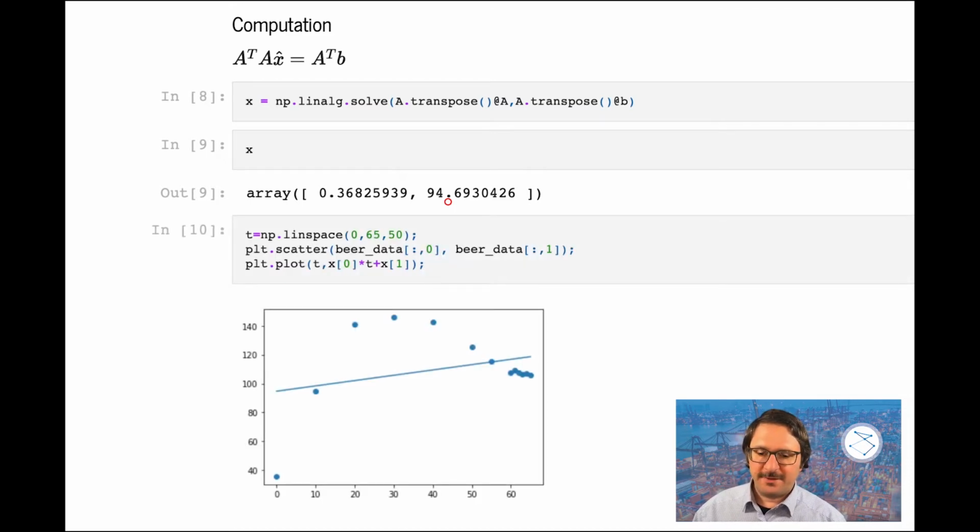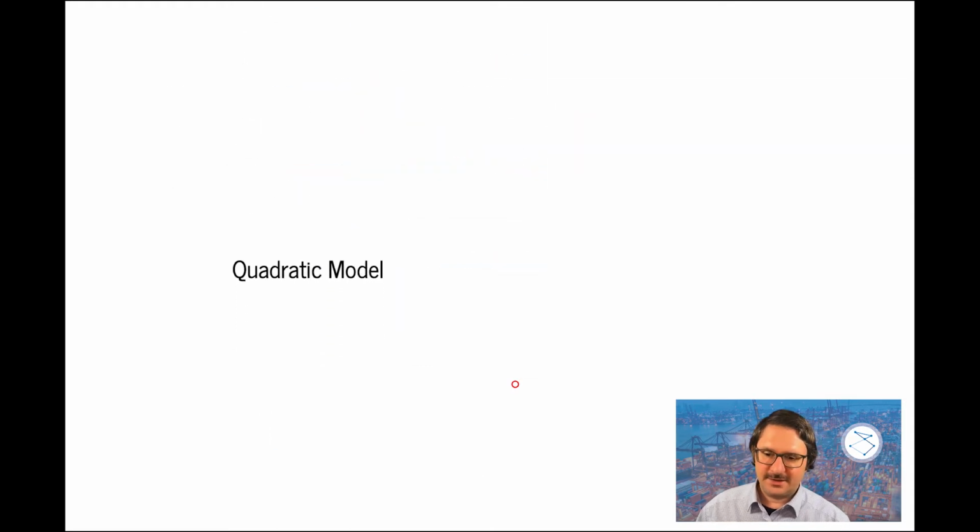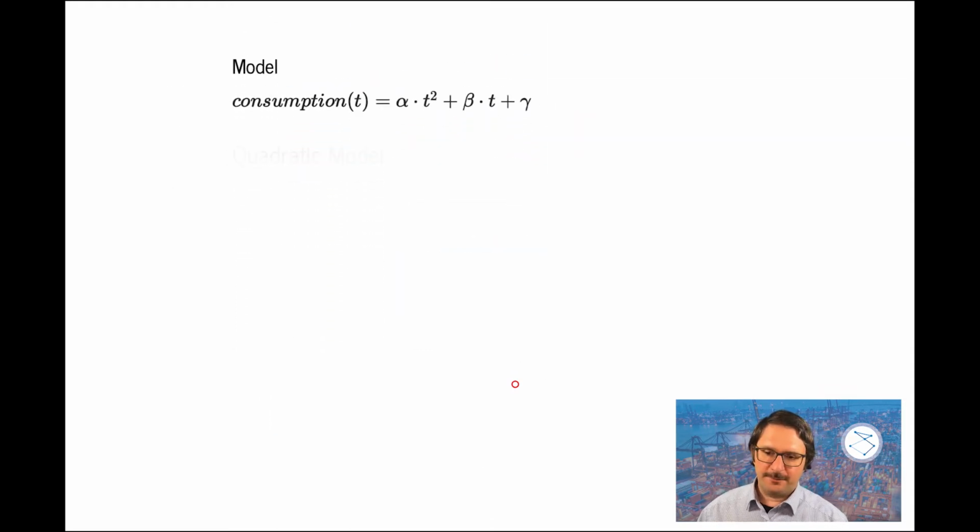So if we plot this into the data, then we get this line here. And you can see this first point is way off the line, and also these points above here, those are way off the line. So it's not a very good approximation. Maybe if you look at the data, that seems to suggest more like a quadratic correlation. So let's try that next. Let's try a quadratic model.